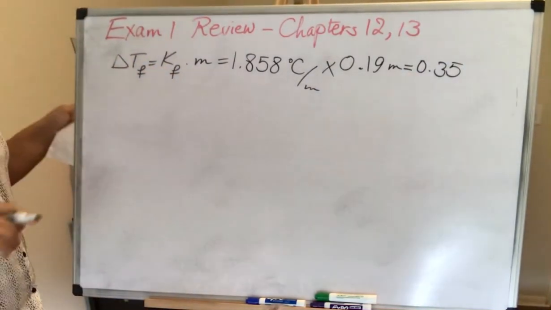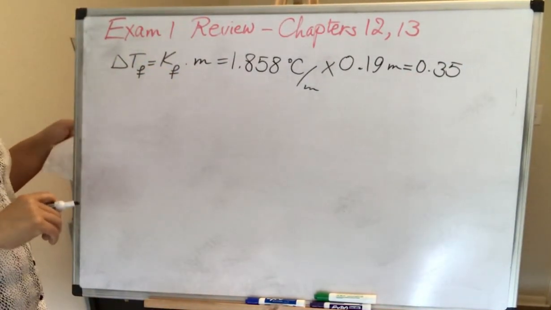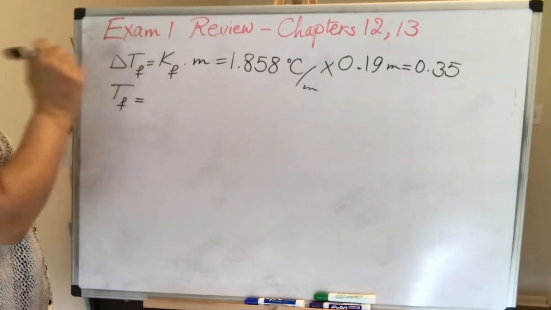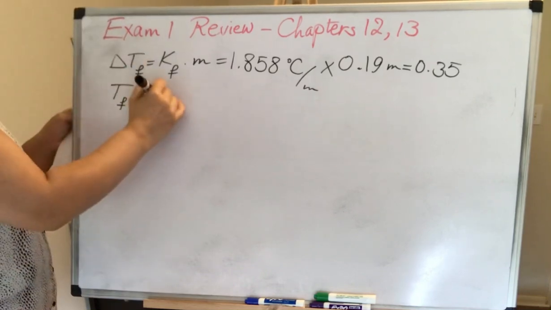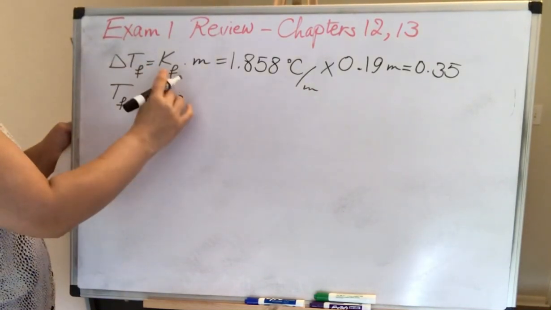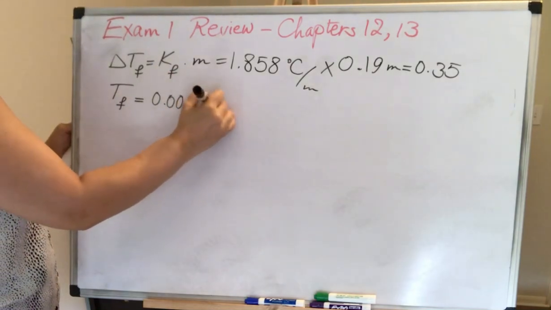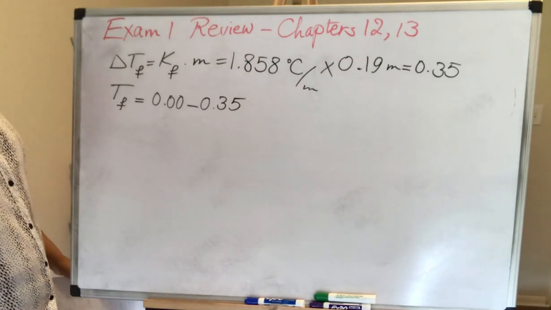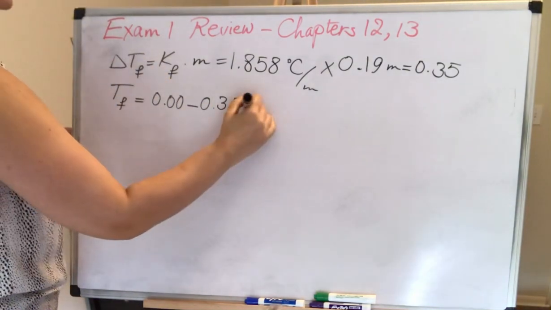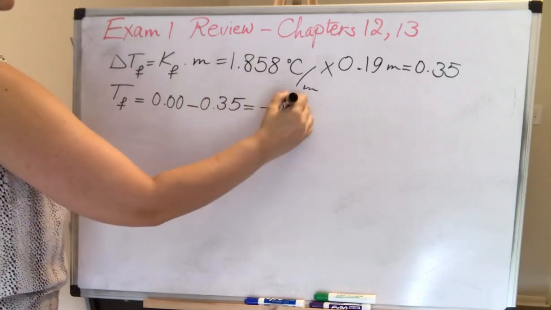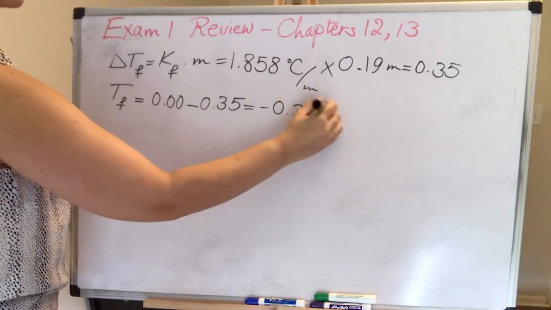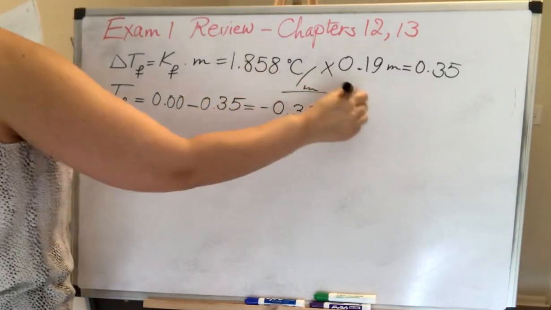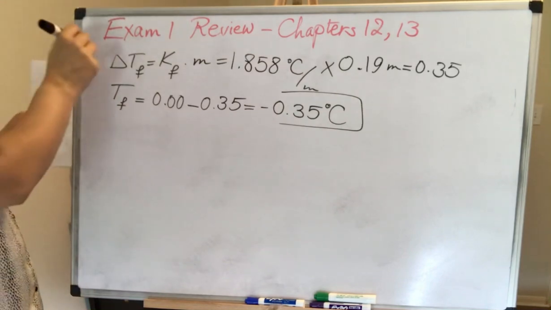But the question is not asking for the freezing point change. It's asking for the freezing point itself, so it's going to be 0.00, because it's the normal freezing point of water, minus 0.35, because by dissolving some glucose, the freezing point lowers. So instead of 0, it would be minus 0.35 degrees Celsius. That was question number 9.